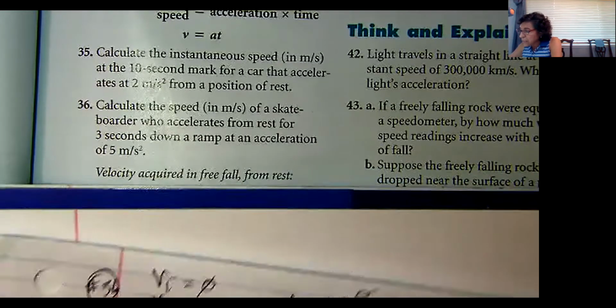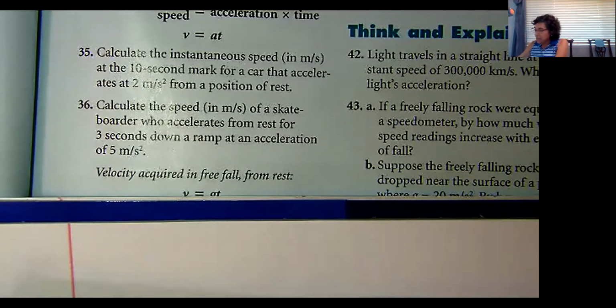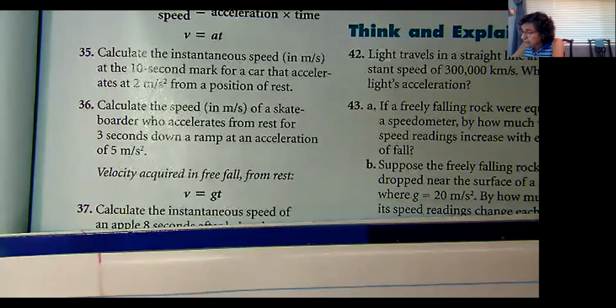So now let's take a look at number 37. Number 37 should look very similar to you. Oh, I think I'll just flip it this way. Number 37. Here we go.